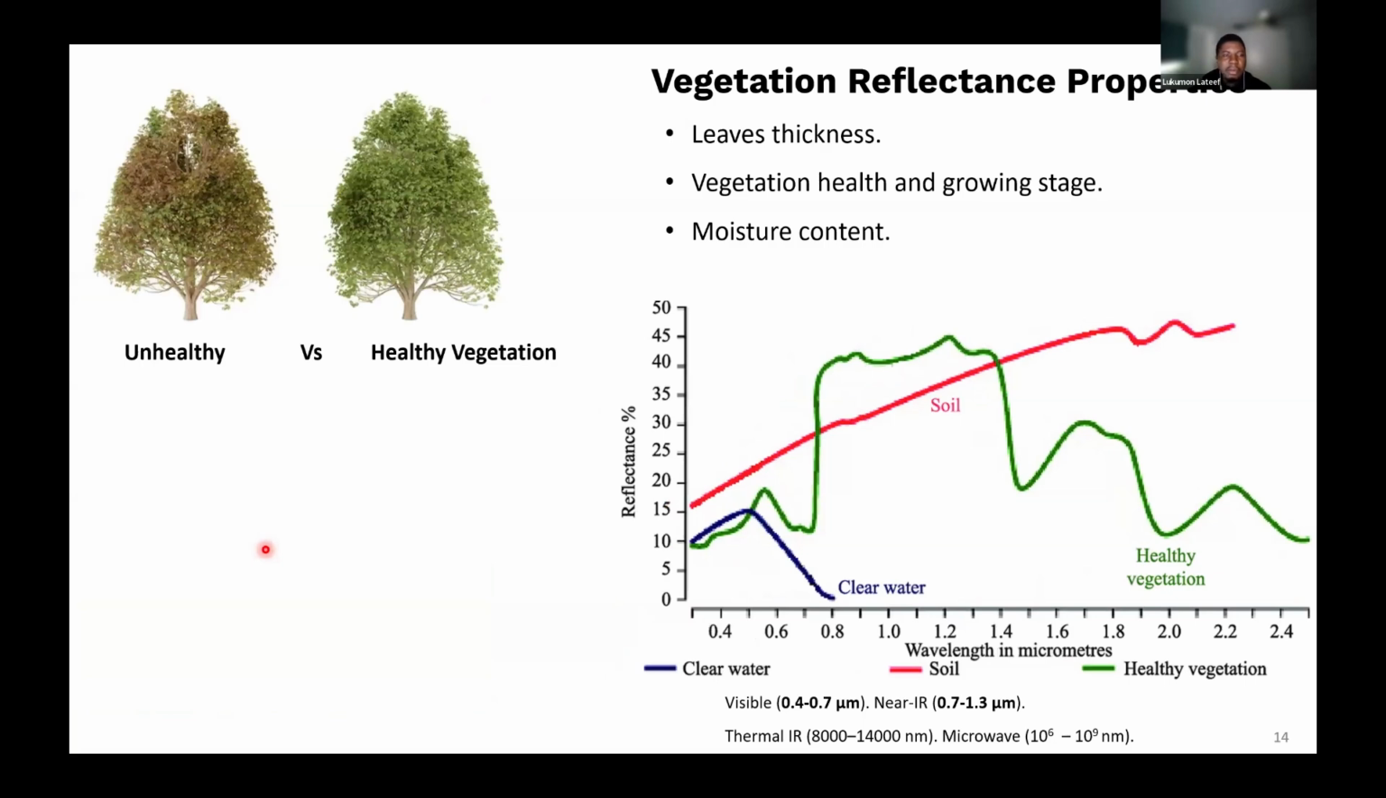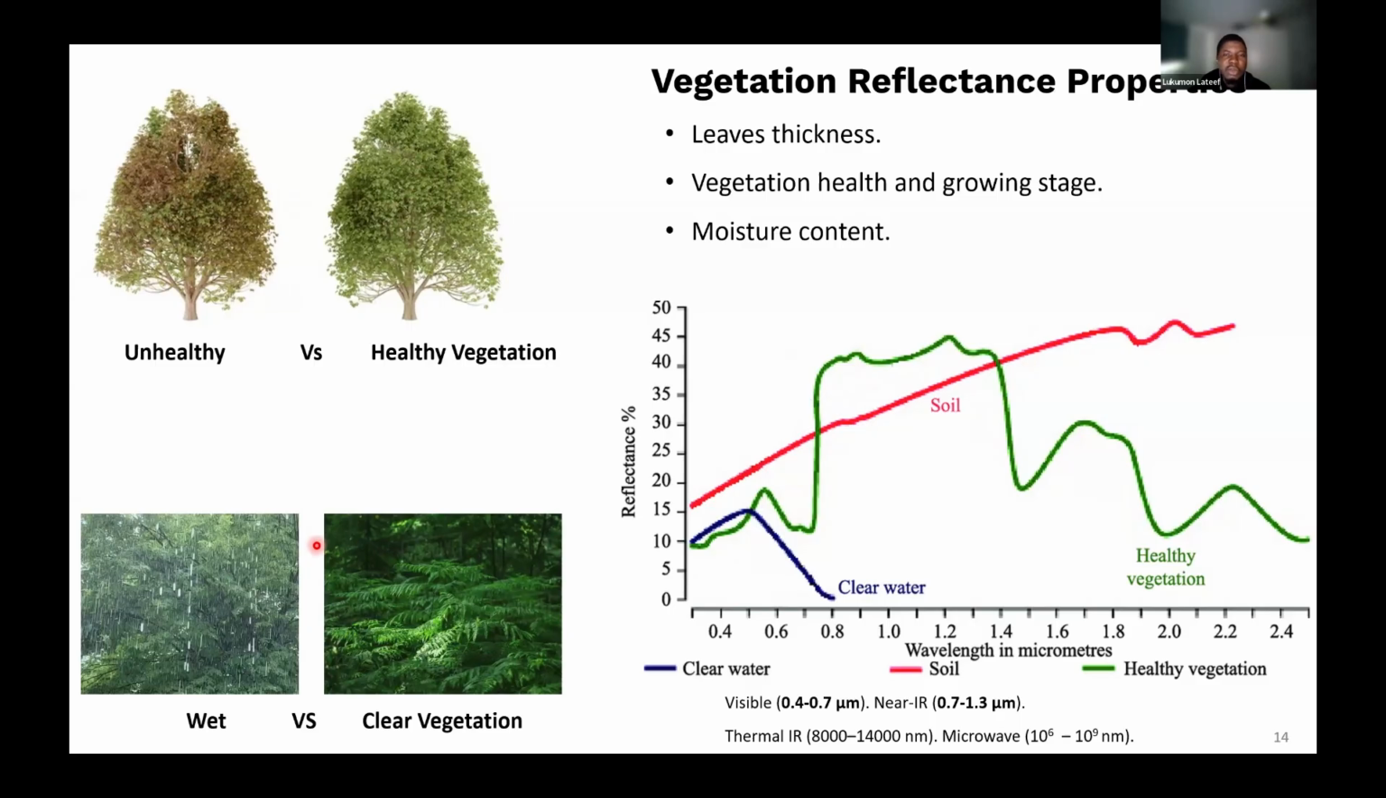Another point that could also affect the way vegetation appears in an image is the growing stage or the health of the vegetation. Here you can see a leaf looking brown, which shows poor health. But here, this is looking very green. So this is going to have a higher reflectance value, especially in the green and the infrared, because it's very heavy vegetation compared to this brown leaf.